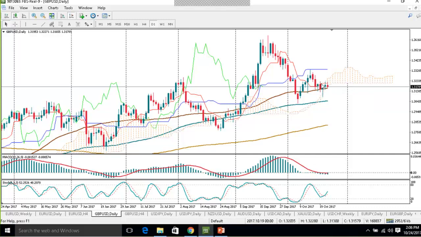Here we can see that the bullish cloud is not wide. Actually, it has become rather narrow, and the green line is now below the current price. So here we have a kind of very negative setup, which is one step from a bigger sell-off.